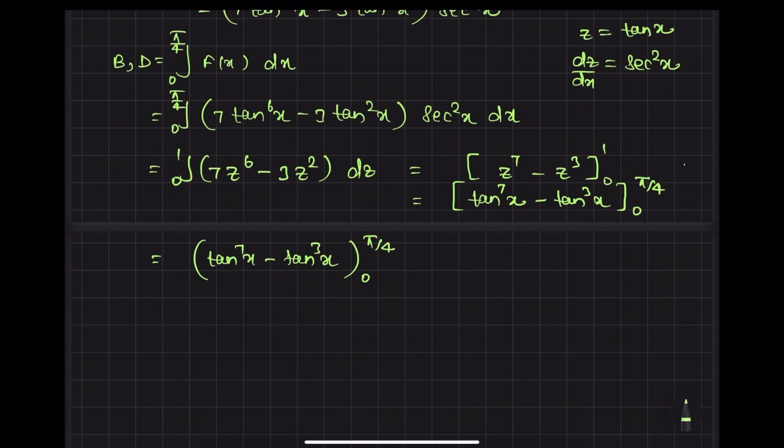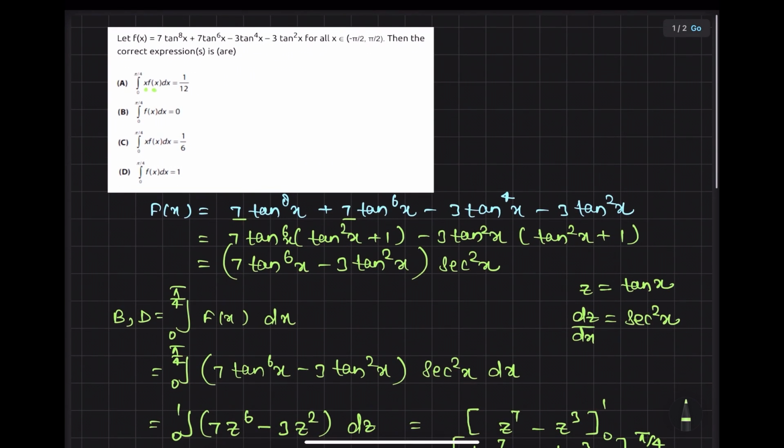Okay. So if you put the upper limit, we will put the upper limit and then subtract the lower limit. If you put the upper limit, this thing will become 1 power 7, which is 1. This thing will become 1 power 3, which is 1. So 1 minus 1. This is the upper limit minus lower limit. If you put 0, tan 0 is 0, minus 0. So this thing is gone, and we are left with 0. So the integration of 0 to pi by 4 of f of x dx is 0. So option B is correct.